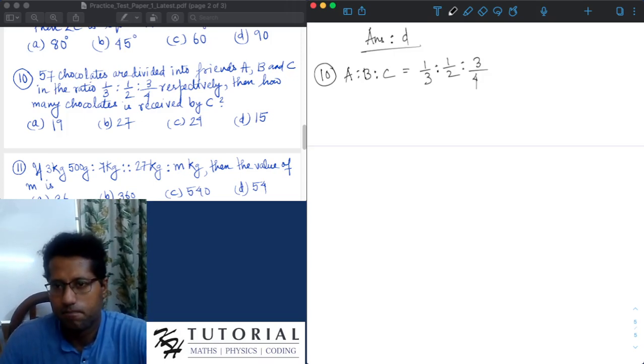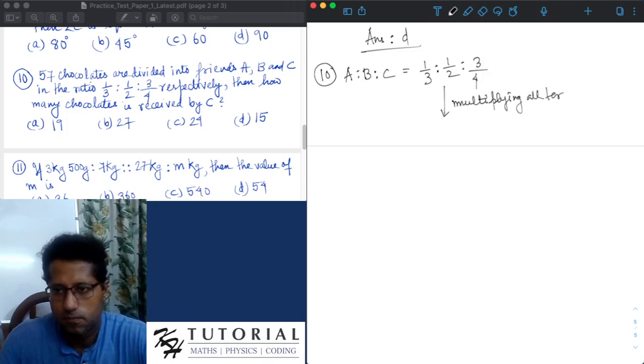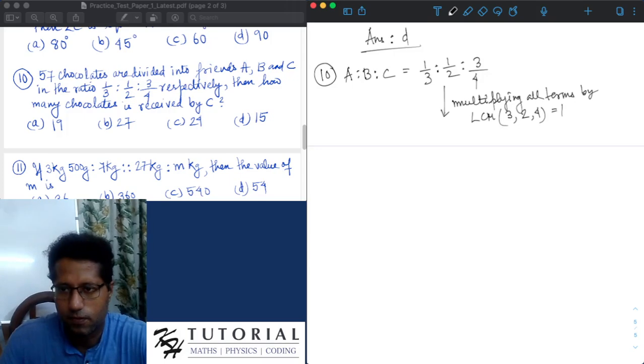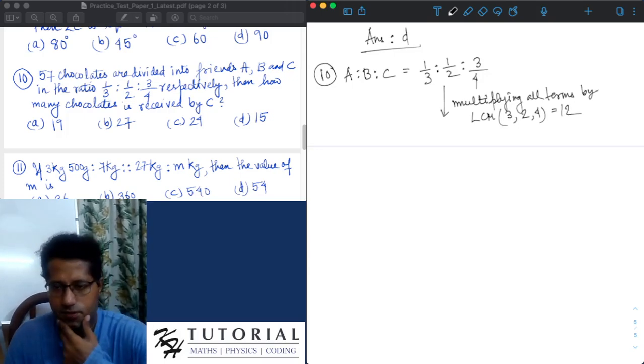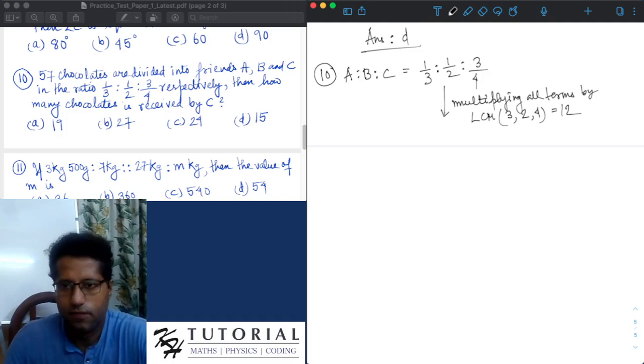So if I multiply all terms by the LCM of the denominators, that is LCM of 3, 2, 4, which is 12. Multiplying all terms by LCM of 3, 2 and 4, which is 12, we get this will be equal to 4 is to 6 is to 9.